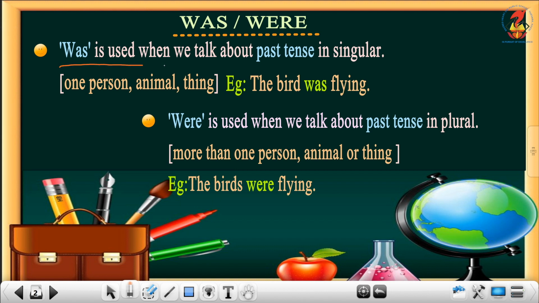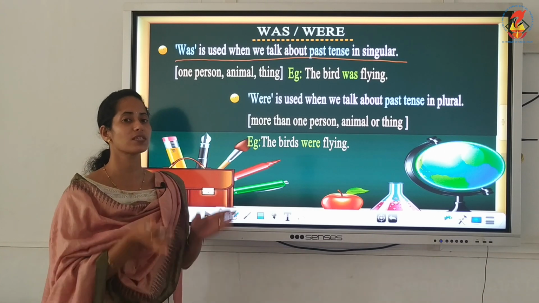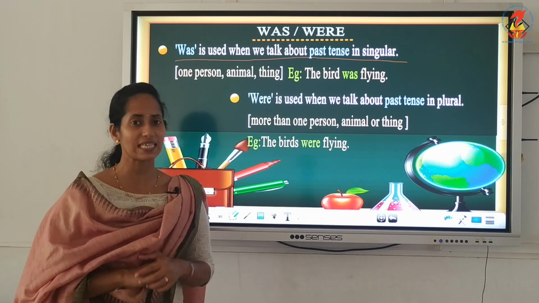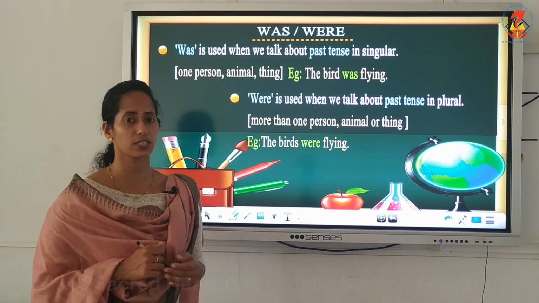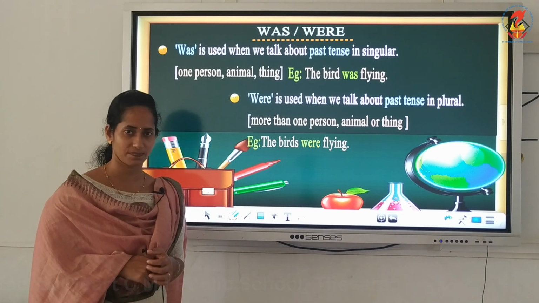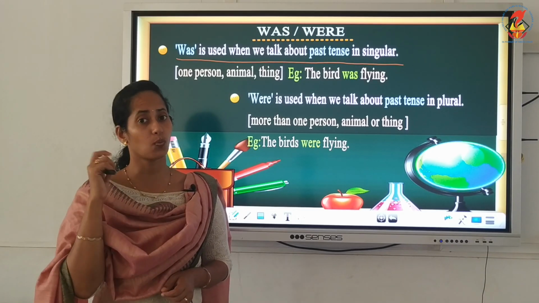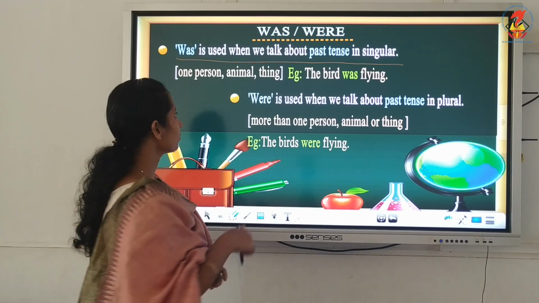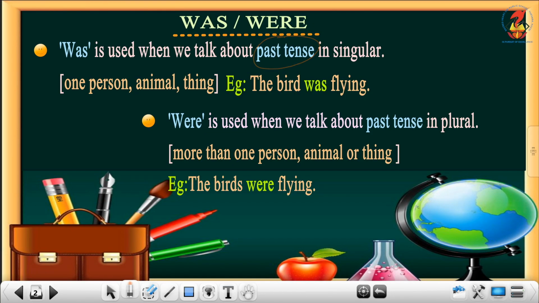So was is used when we talk about past tense in singular, which means along with singular nouns we have to use was. In present tense we use is with singular nouns, isn't it? So in past tense, which means when we talk about the action which is over, you have to use was. Am I clear? So you have to use was when we talk about past tense in singular, which means along with singular nouns, which means one person or one place or one animal. Okay, so in such cases you have to use was. Okay, so in past tense, keep this in mind.